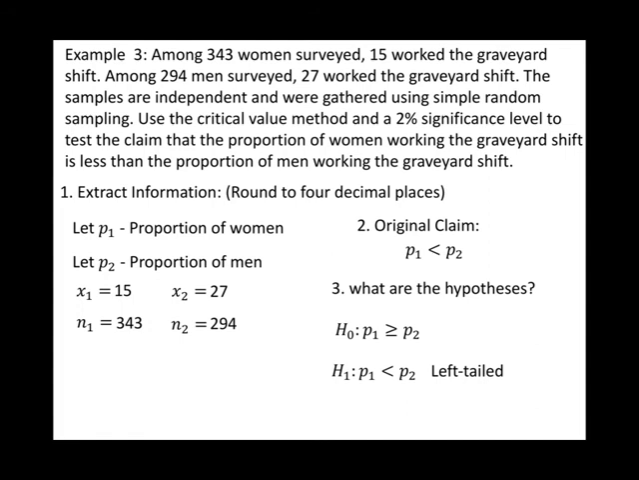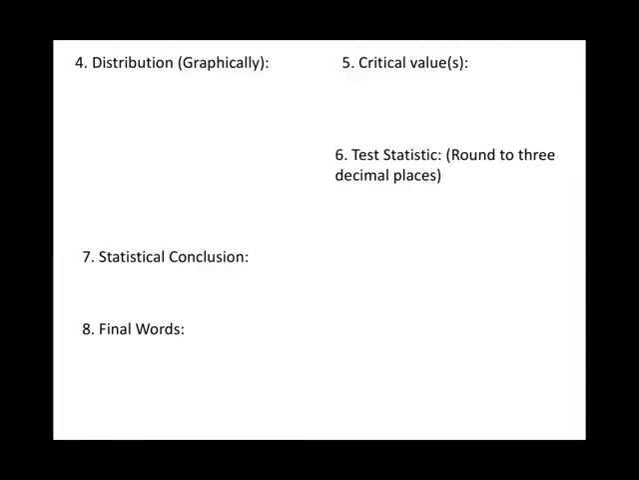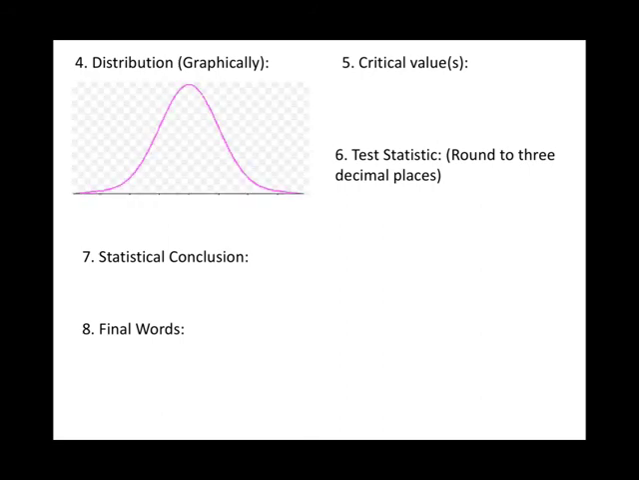Okay, this is the critical value method. Steps 1, 2, 3 will be exactly the same as the p-value method. And then number 4, the distribution, is going to be different. So we are working on the z distribution, so we have the normal distribution, and we're working on a left tail test. Left tail test with the critical value method: first, figure out the area of the left tail. This is going to be equal to your significance level, right? So the significance level is going to be 0.02.